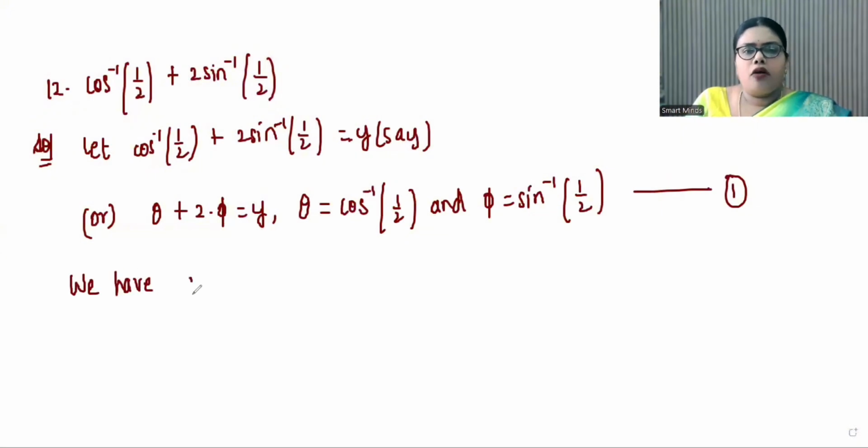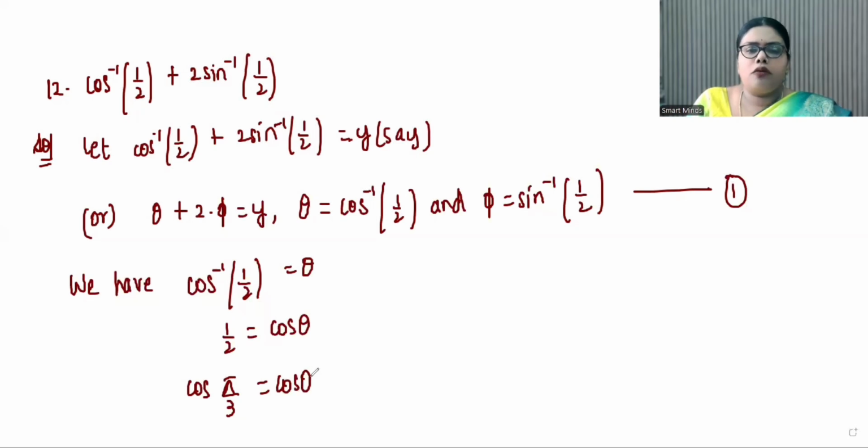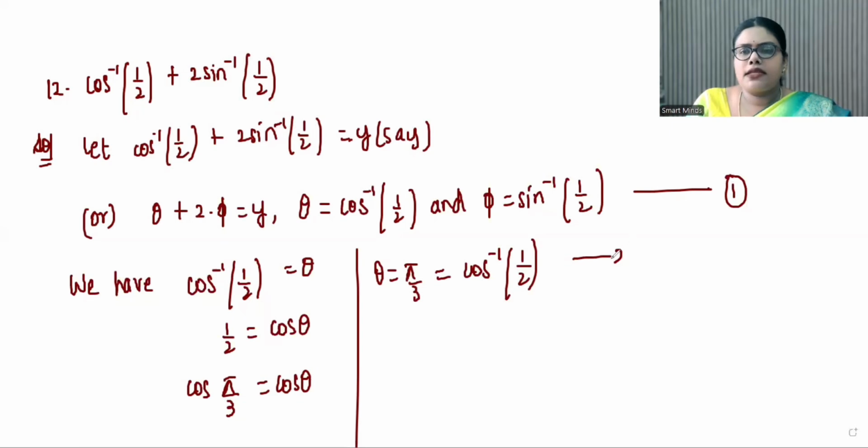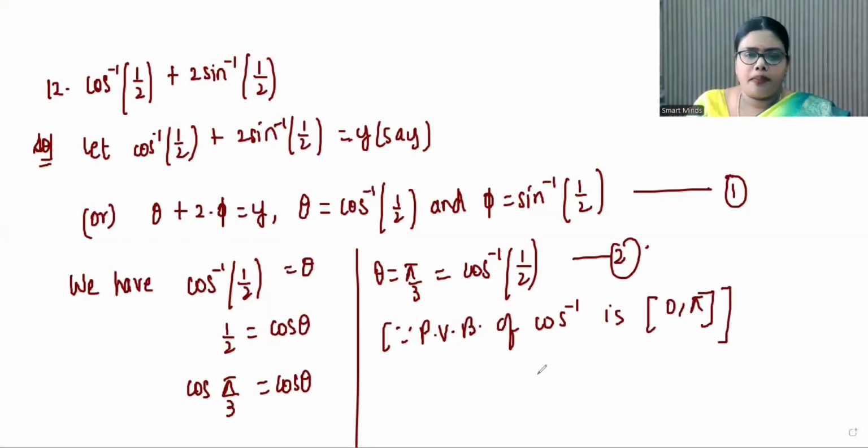Now we have cos inverse of 1 by 2 equals theta. So 1 by 2 we can write as cos theta. Now 1 by 2 can be written as cos pi by 3, because it's cos 60, which is equal to cos theta. Now theta equals pi by 3, that is cos inverse of 1 by 2. Take this as equation number 2, since the principal value branch of cos inverse is the closed interval 0 to pi.